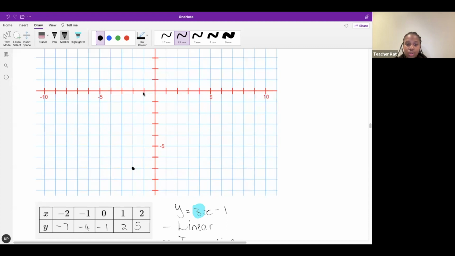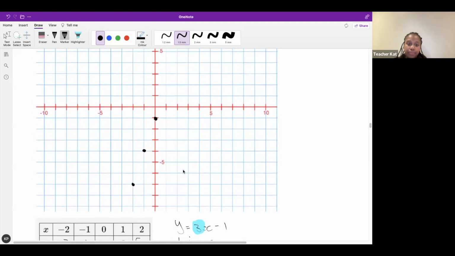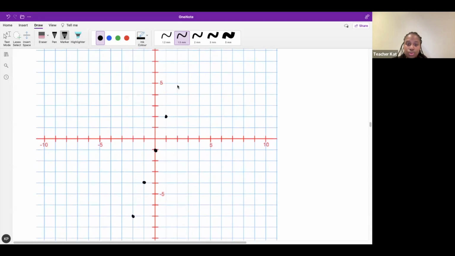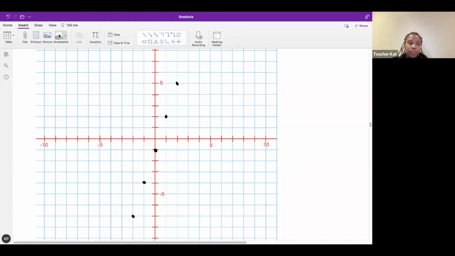Negative 1 is going to go with negative 4. So it's going to go over here. My 0 is going to go with negative 1. So that's over there. 1 is going to go with 2. And finally, 2 goes with 5. Then we draw in our line.